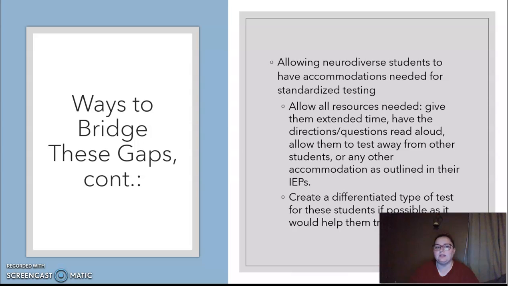One way to bridge these gaps for our neurodiverse students would be to make sure they are allowed all accommodations that they need for standardized testing, as outlined in their IEPs. This could be giving them extended time, having the directions or questions read out loud, allowing them to test away from other students, among many, many other accommodations that may be outlined in those IEPs. And I know it may not be possible, but if there were any way to create a differentiated type of test for these students, that would help them tremendously.